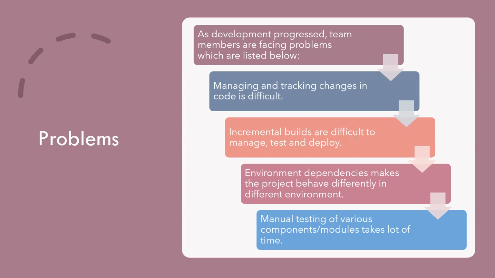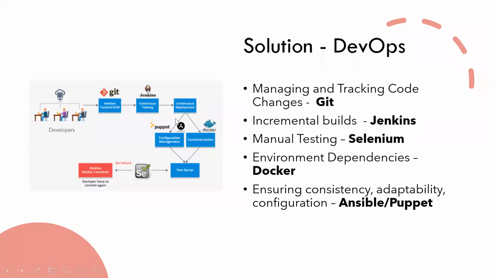It was very difficult to manage environmental dependencies, like the libraries and other dependent code which you have to club with them. And the last was manual testing, which is difficult to do so frequently. To overcome all these problems, they thought to follow the DevOps culture. Let's see how DevOps helped them.